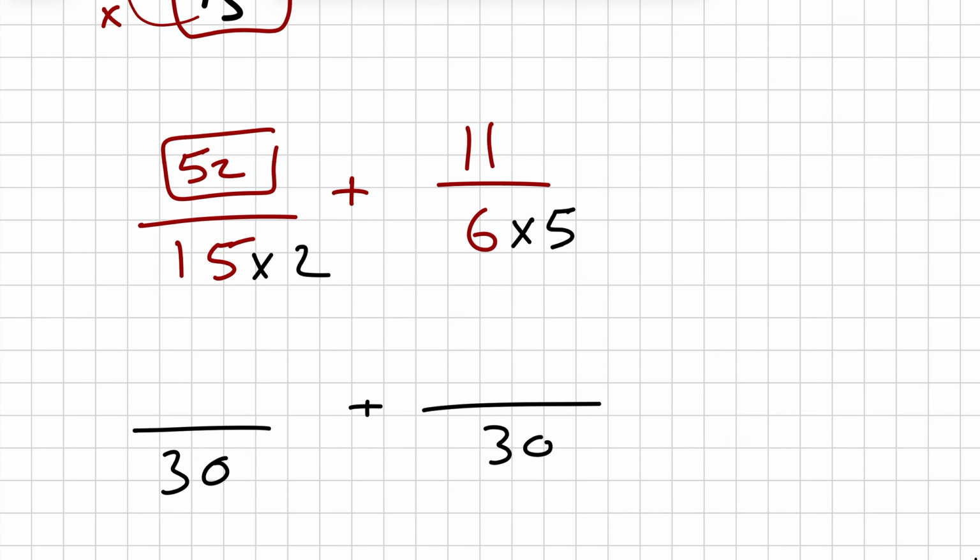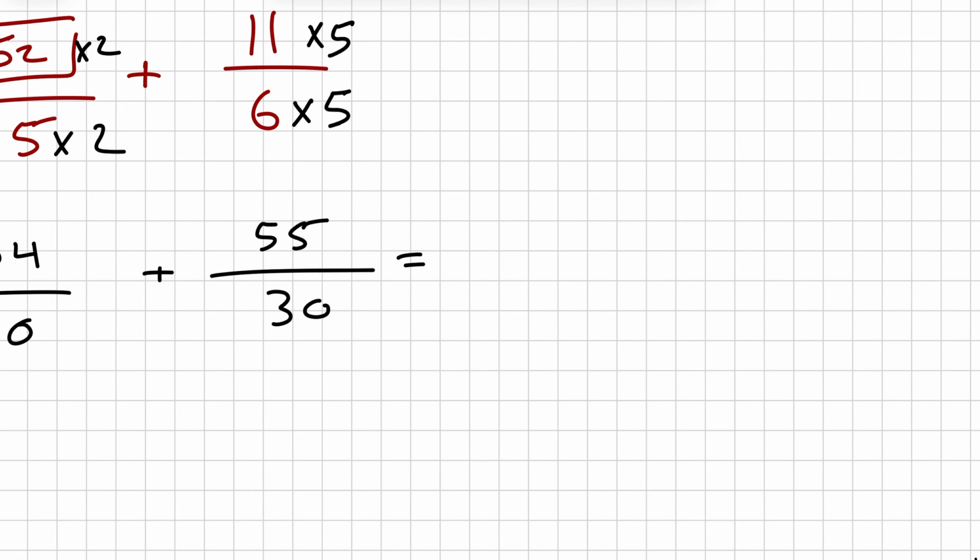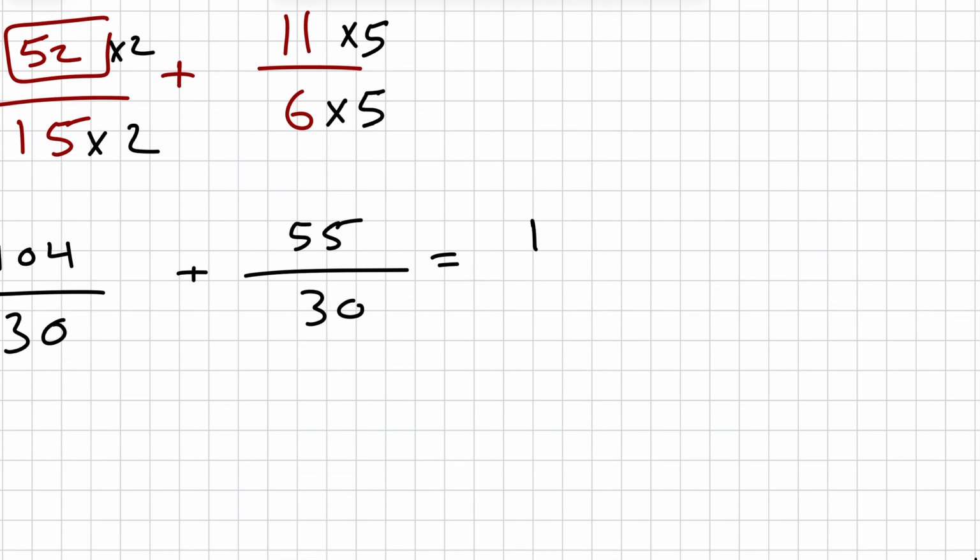It's not quite simple, because whatever you do down, you have to do up to make it balanced. Whatever you do down, you have to do it up to make it balanced. So 2 times 52 is obviously 104. 5 times 11 is 55. And you're going to add them all together, making 159 over 30.